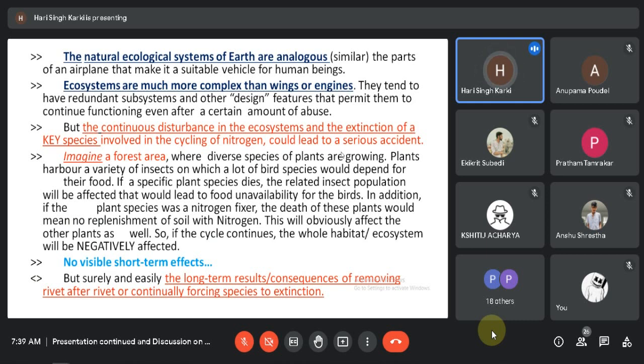And these ecosystems tend to have redundant subsystems as well. They have multiple subsystems. They have some key rivets, but thousands of other rivets have a relation with the key species or key rivets. Similarly, the design features of this ecosystem permit the whole ecosystem to continue functioning properly even after a certain amount of abuse.